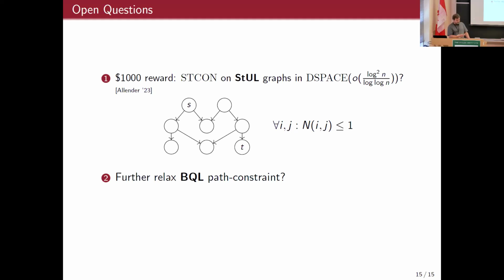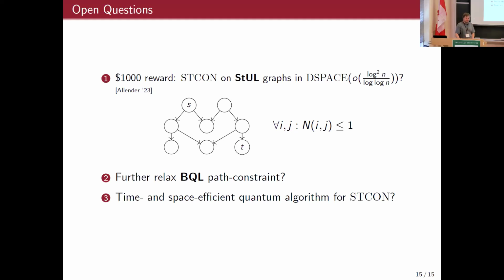Can we go further? And also, I think another interesting question would be to find a simultaneously time and space efficient quantum algorithm for STCon. So there's this one algorithm by Barnes and others, a classical algorithm which runs in polynomial time and slightly sublinear space, like n over 2 to the square root of log n. And I think it's a very natural question if we can quantumly improve this and get a polynomial time, square root n space quantum algorithm.